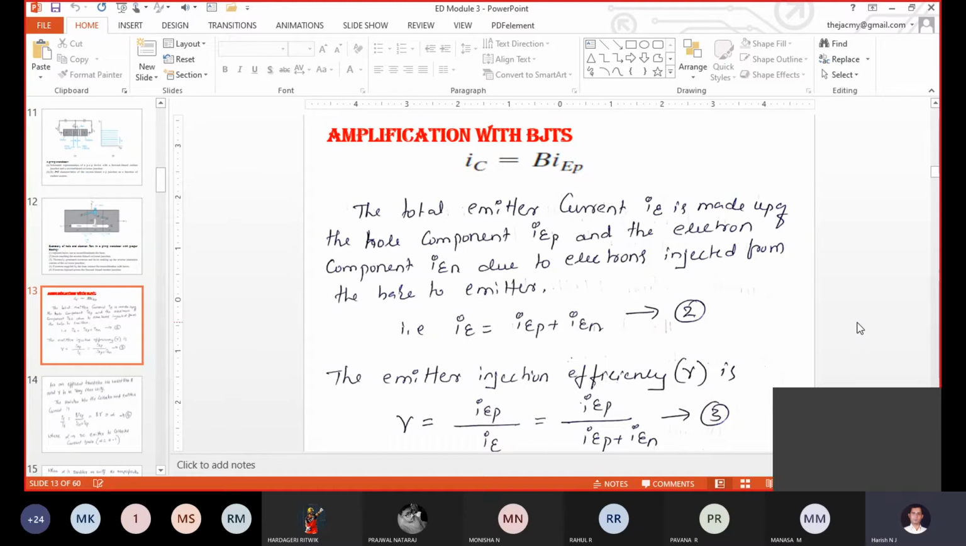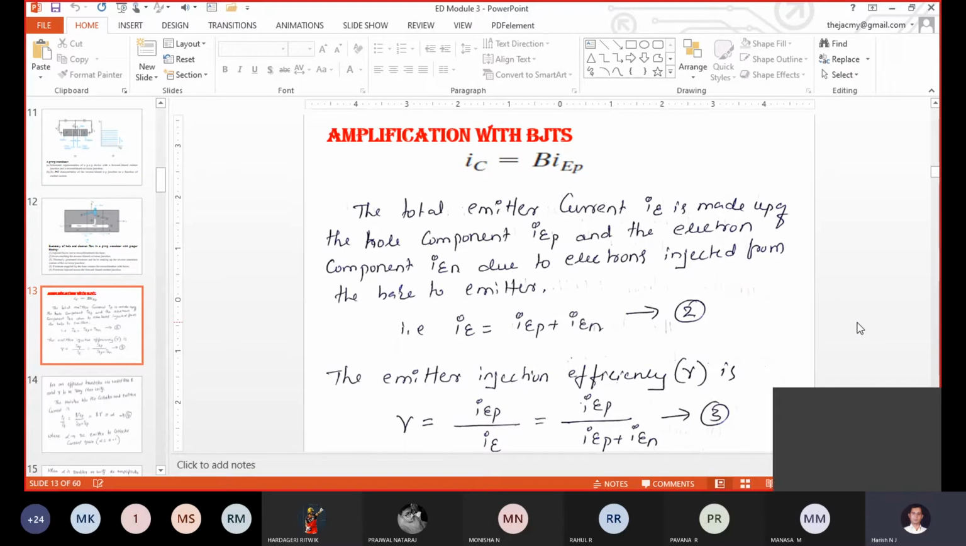Correct. So anybody, will you tell me what is the general formula for alpha? What is the general formula for beta? General formula. There are three currents. IB current means what? The current flowing through the base terminal, that current we call IB.